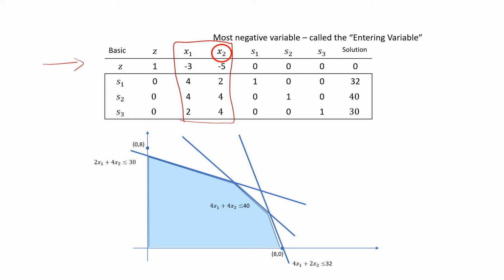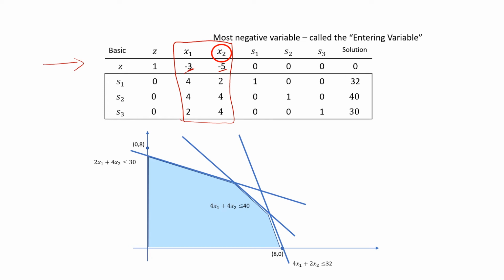Some of these may be positive. You only want to look at the negative ones. In this case, you have -3 and -5. The -5 is the most negative one. That's what we're going to use. That is going to be called the entering variable.